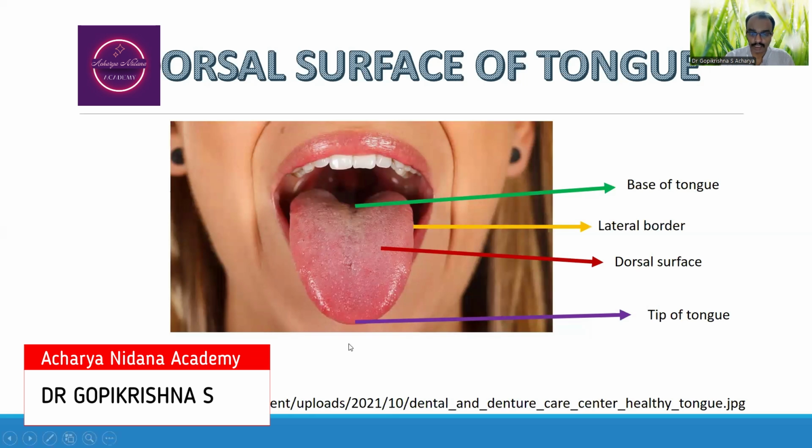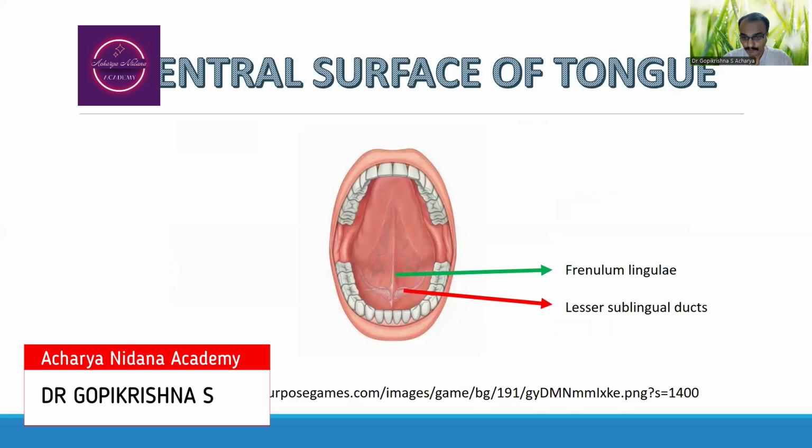This is considered to be the tip of the tongue, the one with the purple colored arrow. This is considered to be the base of the tongue, and this is considered to be the lateral border of the tongue, and this is considered to be the dorsal surface, which is visualized on protruding the tongue. When you are turning the tongue towards the palate, then we are going to see the ventral surface.